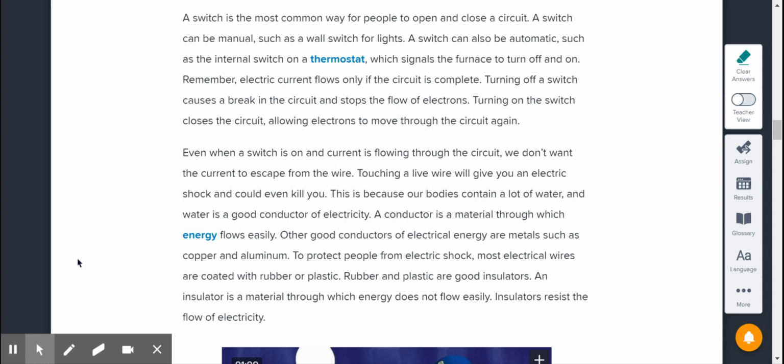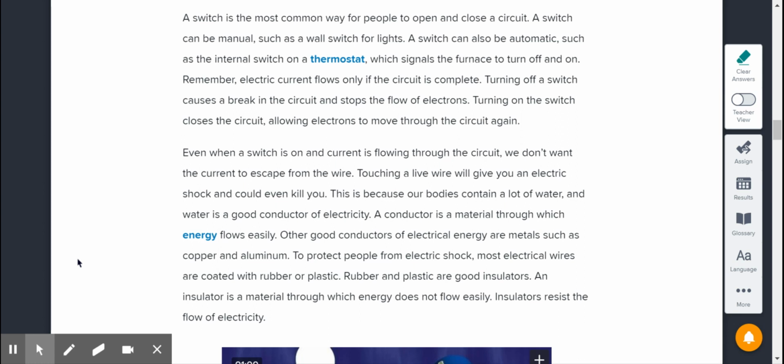Remember, electric current flows only if the circuit is complete. That's why when she was pushing down the switch and it connected the two pieces of metal, it made the circle complete. When it was open, there was a gap and it didn't make a complete circle. Turning off a switch causes a break in the circuit and stops the flow of electrons. Turning on the switch closes the circuit, allowing electrons to move through the circuit again.